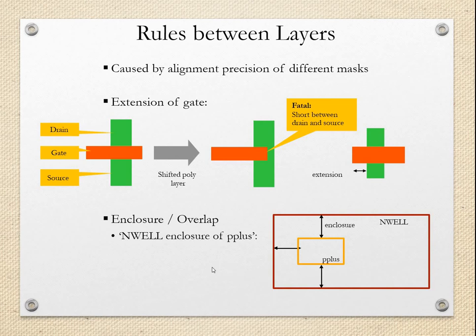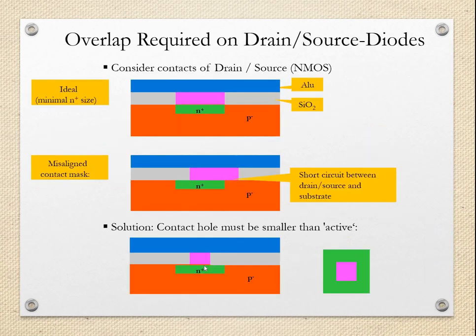Then for the N-well structure also, there is a particular rule to be followed. On all the sides of this N-well, we should keep a certain distance. Then the overlap required on drain and source diodes.